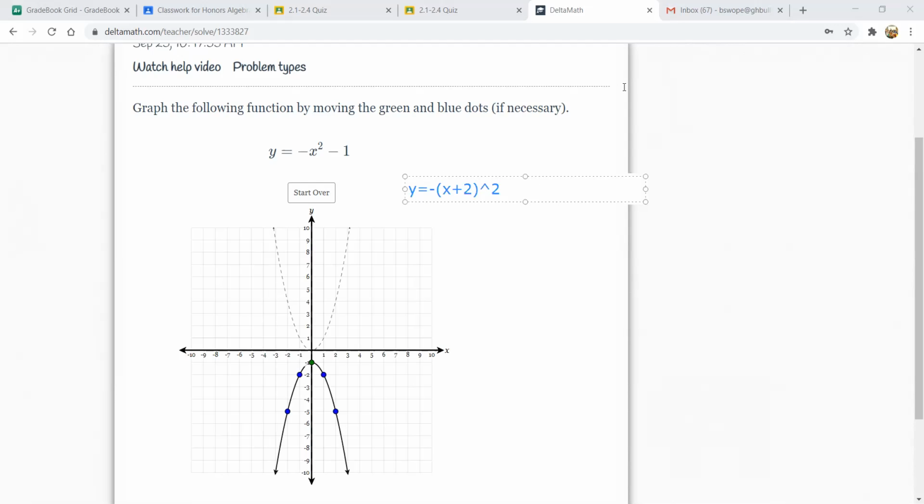Okay, so maybe that'll help, because that's probably going to be a common misconception I could see.